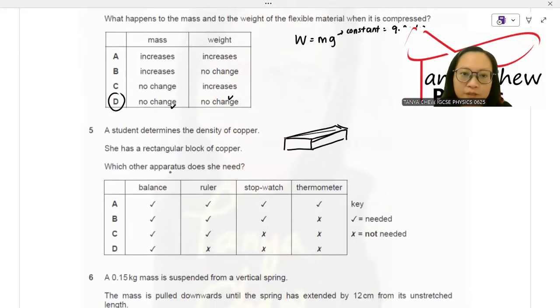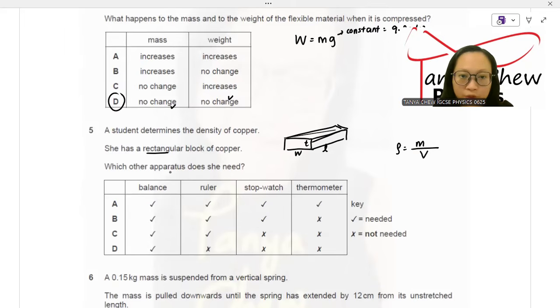Which other apparatus does she need? Density is equal to mass over volume. To find the volume of the rectangular block, all I need to do is just to take my meter rule to measure the length, the width, and the thickness.